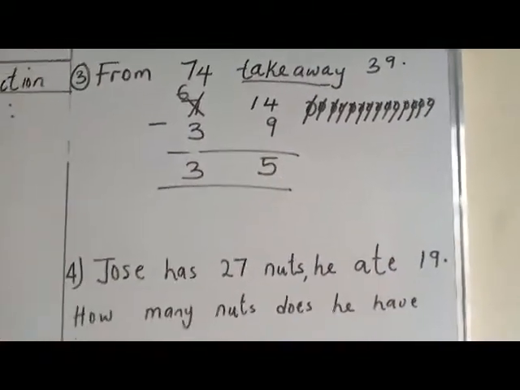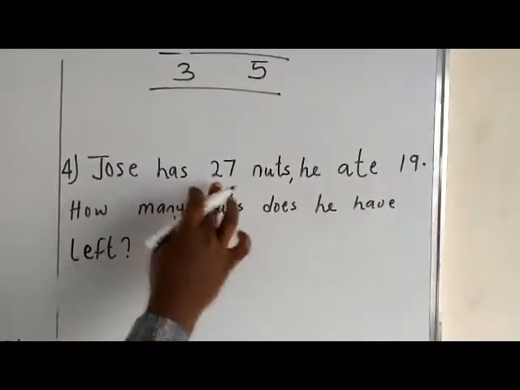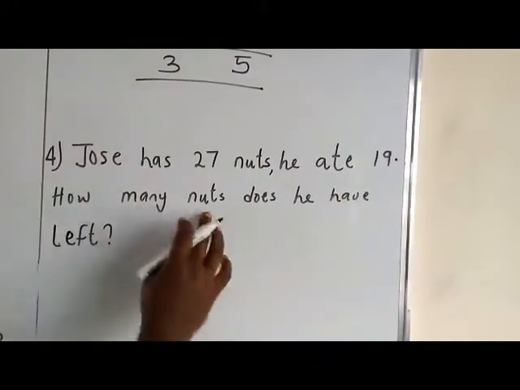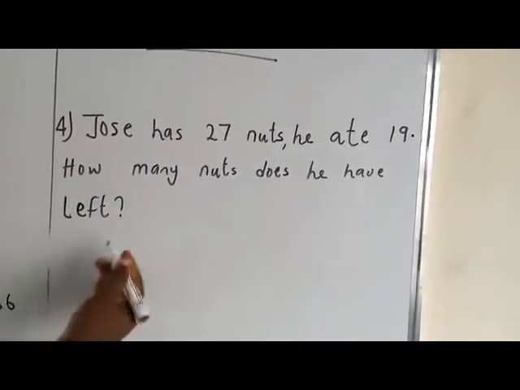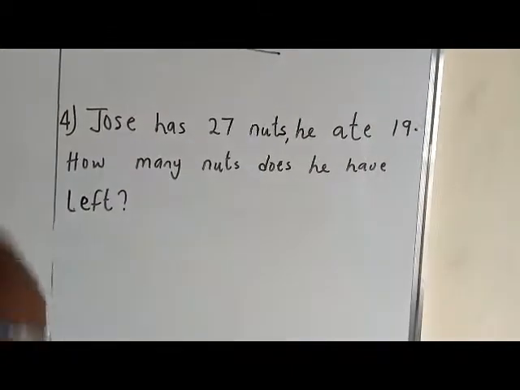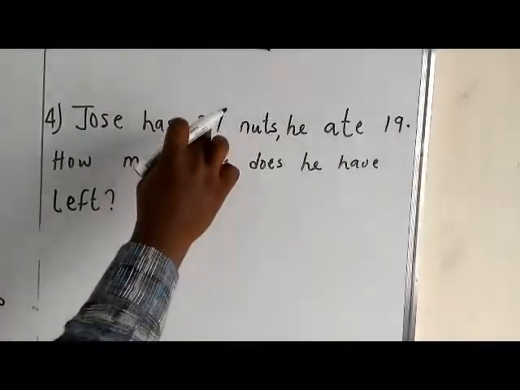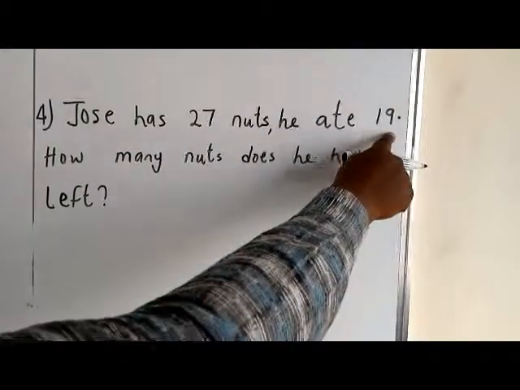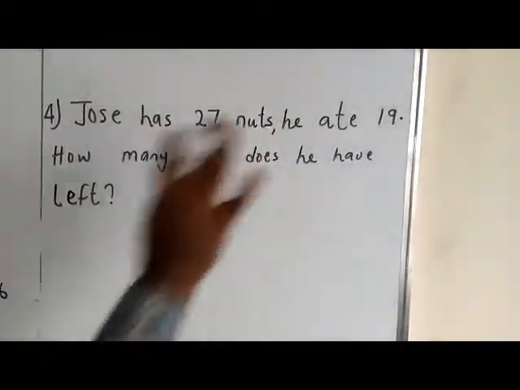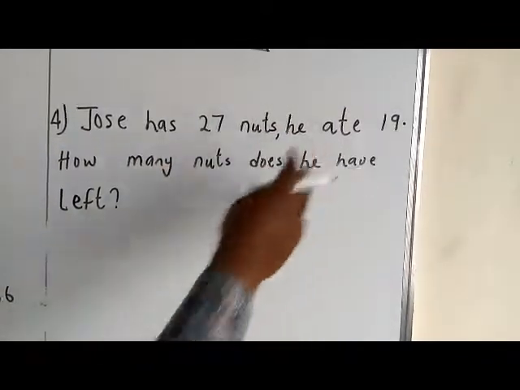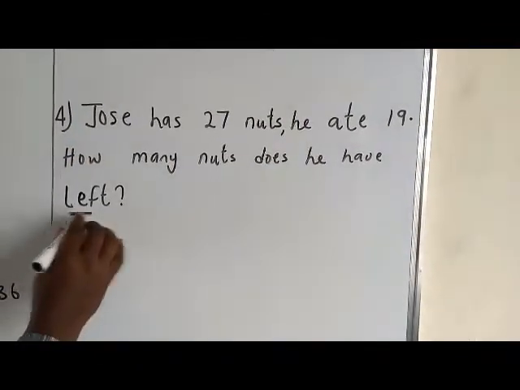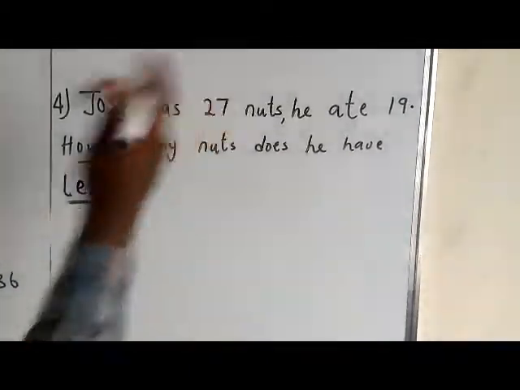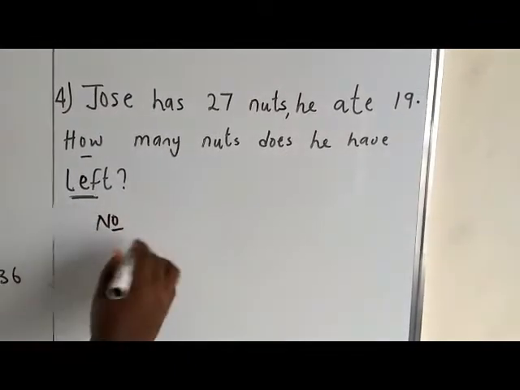Now, the last question we have is: Josie had 27 nuts. He ate 19. How many nuts does he have left? Out of this 27, he has eaten 19. There is something that assists you to know whether you are to add or to subtract: how many are left? By this word, you should know that it is subtract.